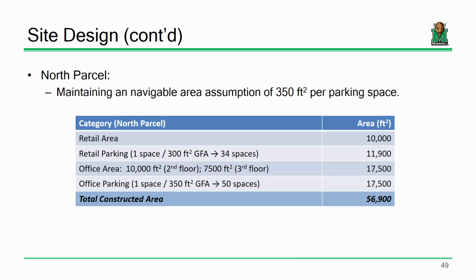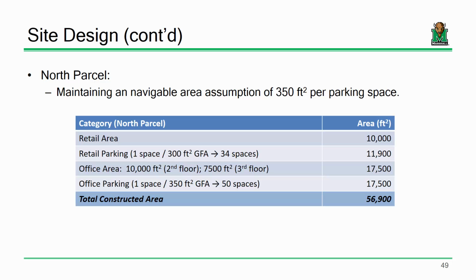All right, if we look at the north parcel, the north parcel is where we put the Banana Republic, so 10,000 square foot went there. We had the parking required for that. We said it's 34 spaces, so we're still maintaining this estimate. So that was about 11,900 square foot of space required for parking.